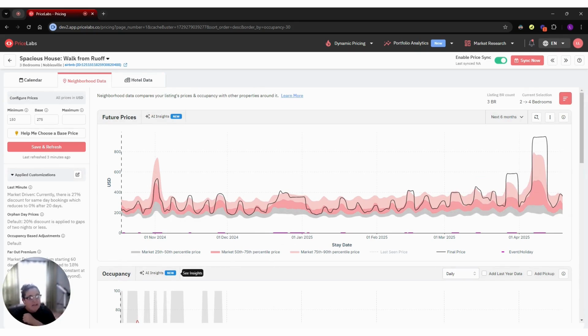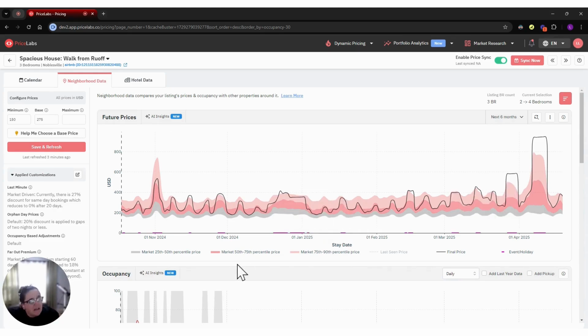Another option is seeing that there are too many fluctuations or too big of fluctuations. As you can see here, there's an event going on next year that is skyrocketing my prices. While I'm pretty consistently kind of in the 75th percentile, here for some of these events, I get super expensive. And that's not exactly how I'd like to be.